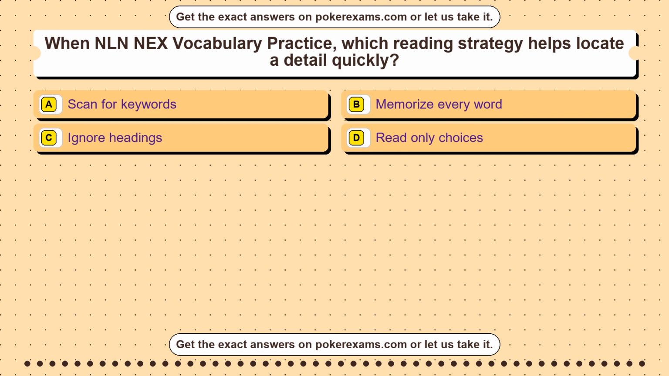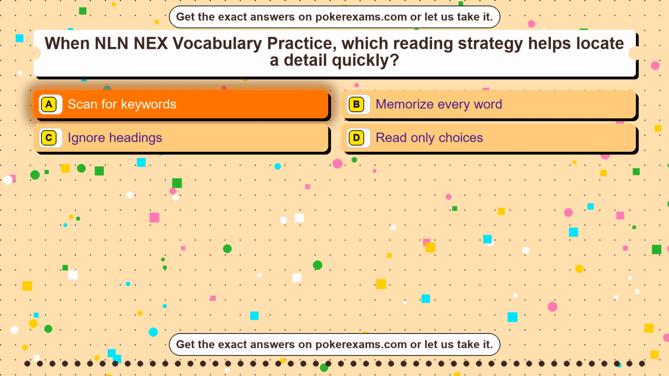Question 49. When get test prep, which phrase identifies author bias? Option A, loaded language. Option B, neutral data. Option C, balanced evidence. Option D, exact citation. The correct answer is option A.